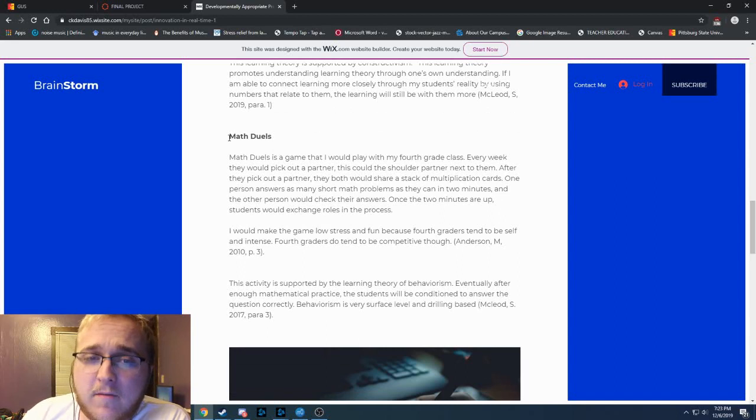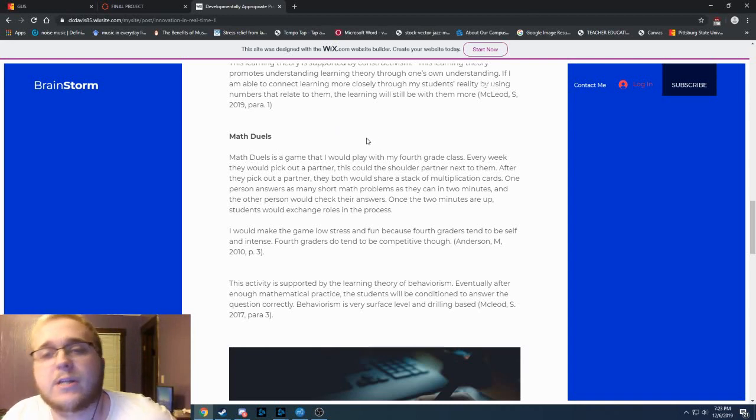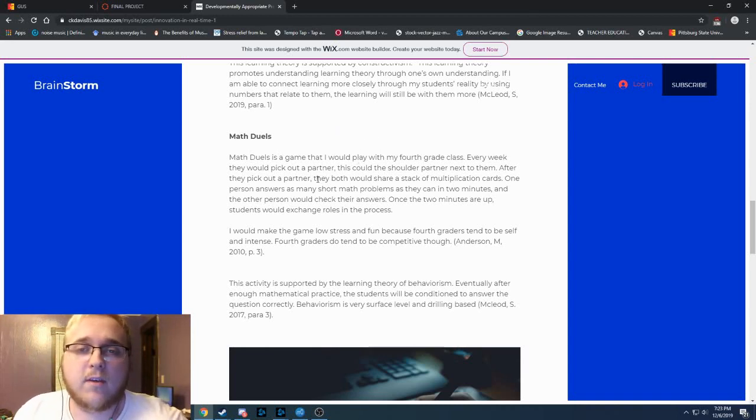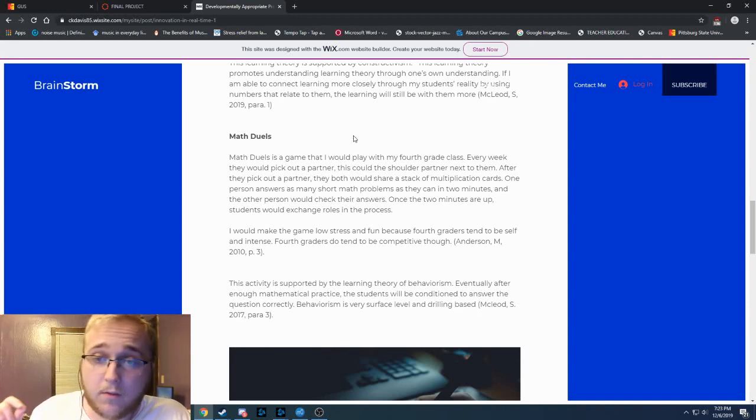And then my final DAP for math is math duels. So this is a practice that is drilling practice. It's behavioristic. I would have them try to answer the quick multiplication facts. It's kind of a multiplication table practice very quickly, but they would be timed. So they would have 2 minutes and they would get a partner. So the first 2 minutes, the one person answers the facts, while the other checks them and records how many they have answered. And then they switch.